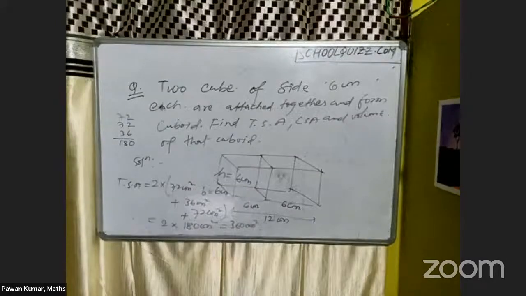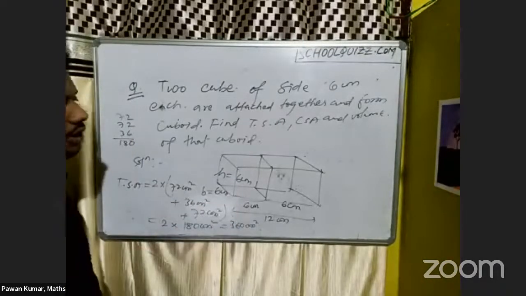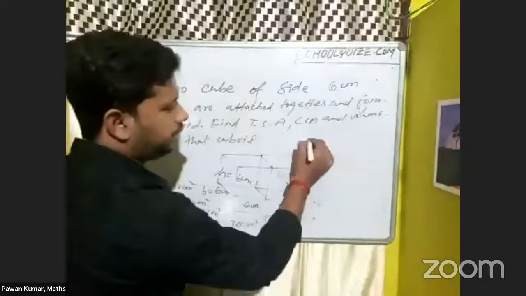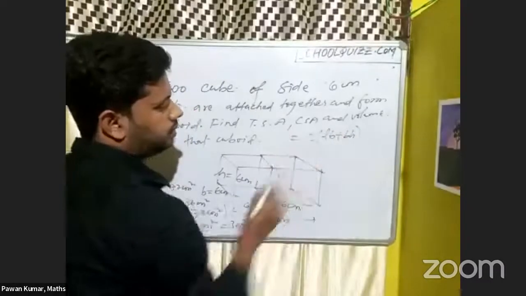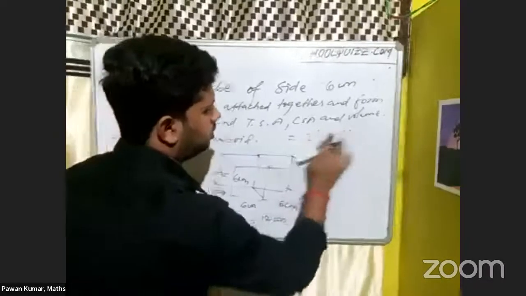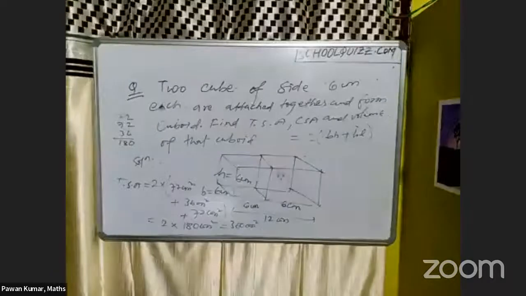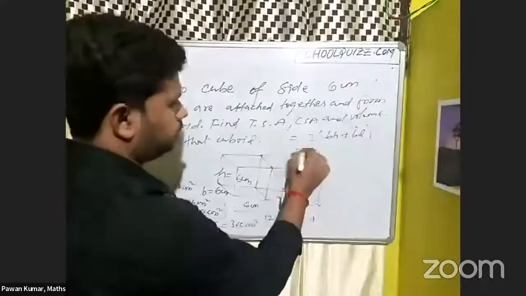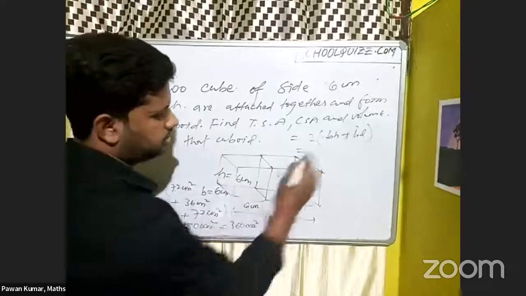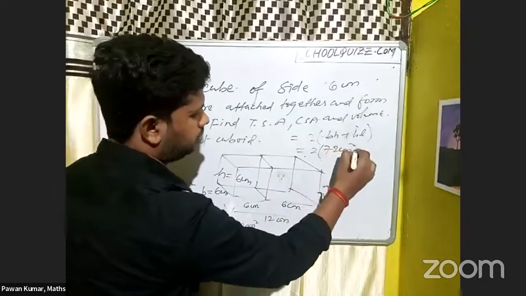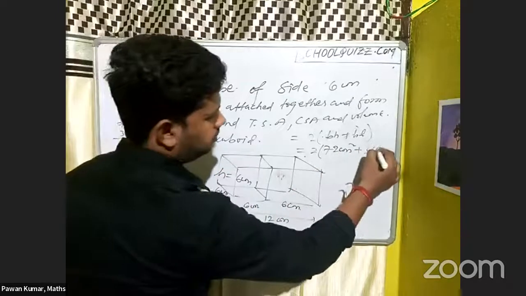Okay, so this is about the TSA. For CSA, since you did not mention anything, the top and bottom part we ignore. So simply you have to write 2 into LB plus BH, or BH plus HL. That you can, top and bottom part you can ignore. HL is nothing but height, so 2 into 72 centimeter square plus BH is 36 centimeter square.